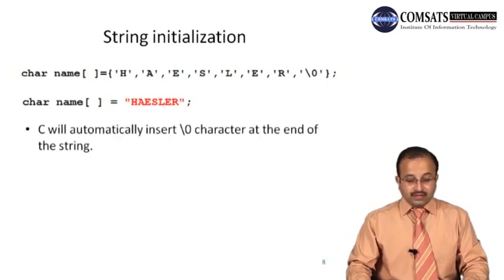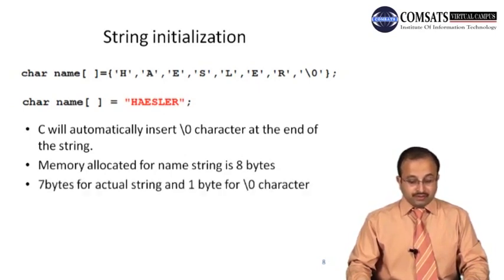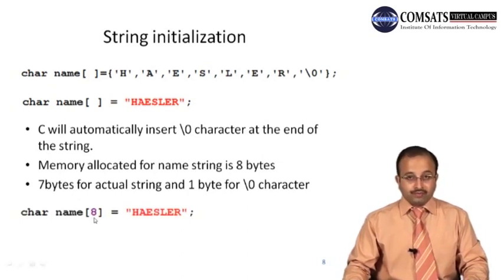So C will automatically insert the null character at the end of the string. So memory allocated for the name string is 8 bytes. And what if you want to specify the size? So 7 bytes for the actual string and 1 byte for the null character. So what if you want to specify the size over here, will you write 7? No, you have to write 8.